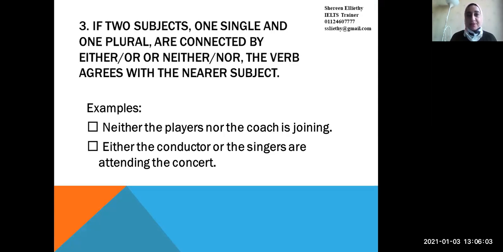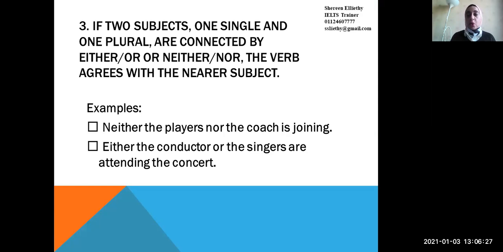Okay, very good. If two subjects, one singular and one plural, are connected with either or neither nor, the verb agrees with the nearer subject. Again, if we have two subjects, one of them singular and the other plural, but they are connected by either or neither nor, the verb will agree with the nearer subject. Let's look at the example.